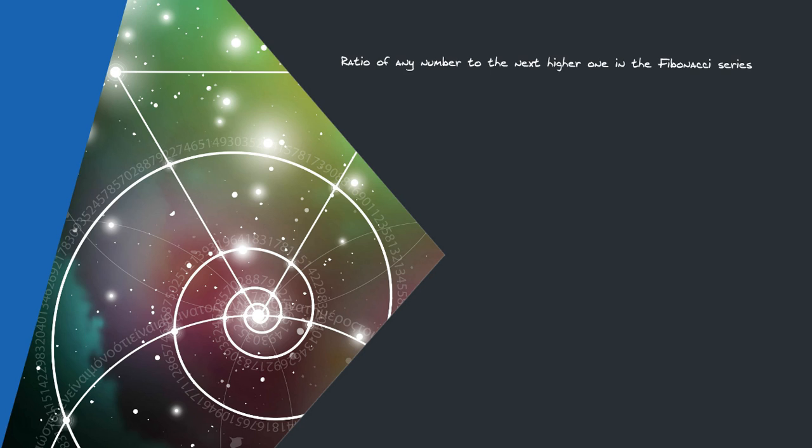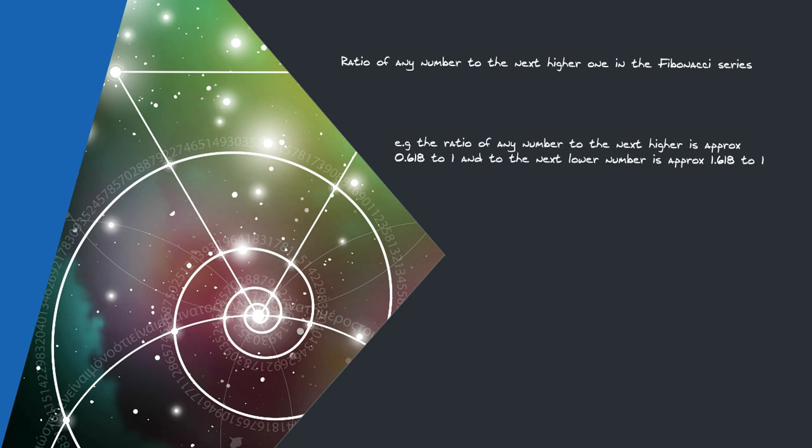The golden section is derived by finding the ratio of any number to the next higher one in the Fibonacci series. For example, the ratio of any number to the next higher is approximately 0.618 to 1, and to the next lower number approximately 1.618 to 1. 21 divided by 34 is 0.618. 89 divided by 144 is 0.618, and so on.